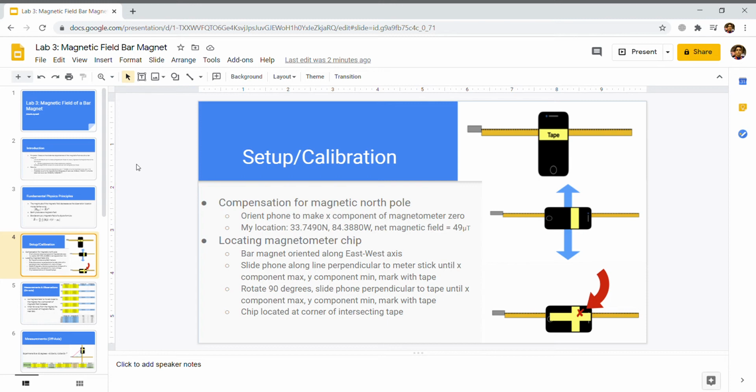The bar magnet was first oriented along the east-west axis. Then the phone was slid along a line perpendicular to the meter stick until the x component was at its max, the y component was at its min, and it was then marked with tape. Then the phone was rotated 90 degrees, once again slid perpendicular to the tape until the x component is maximized, the y component is minimized, and that is marked with tape. Finally, you can find the magnetometer chip, which is located at the corner of these two intersecting tapes.